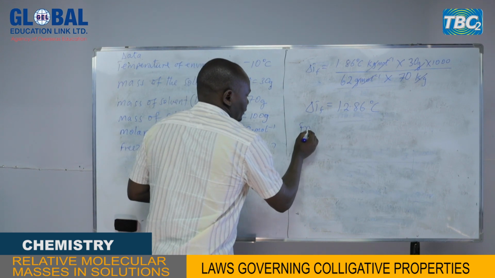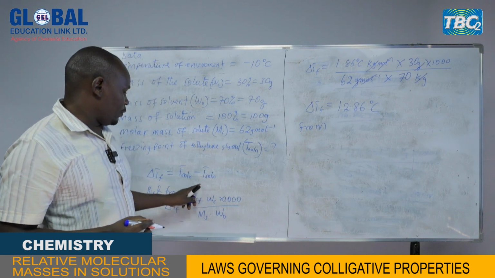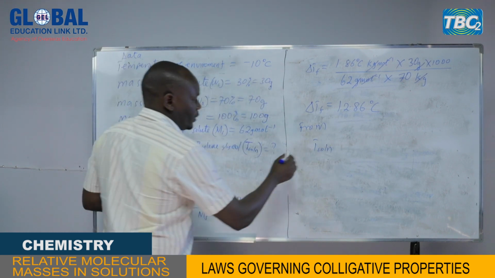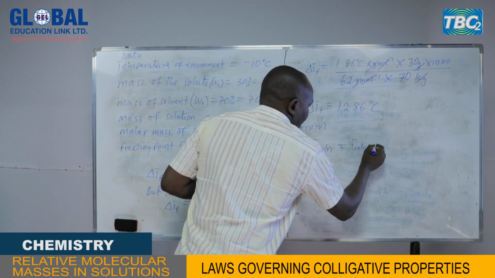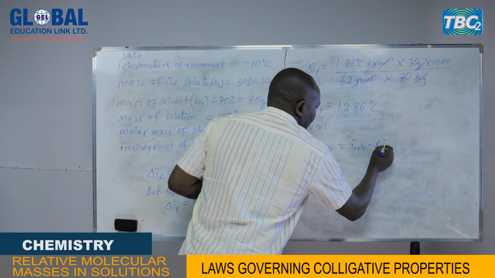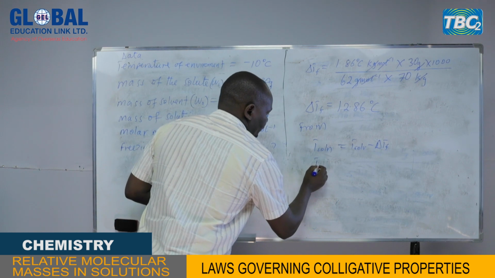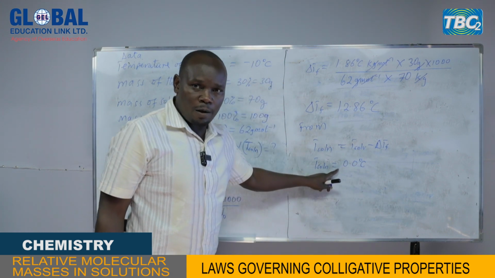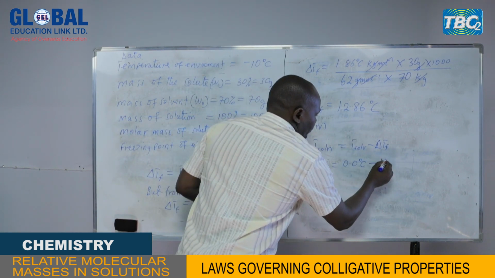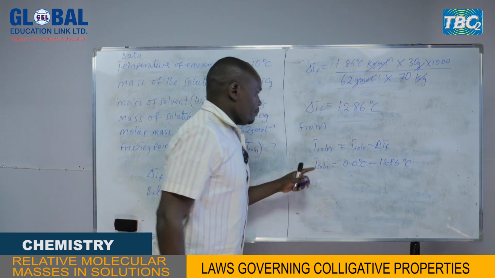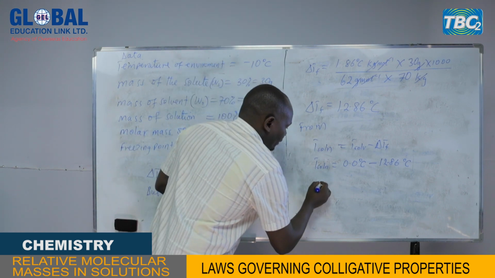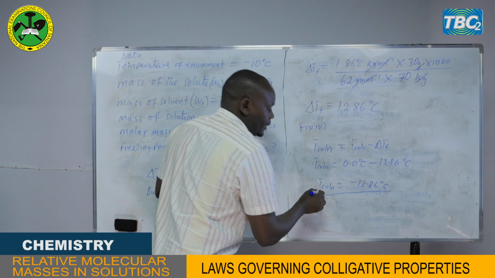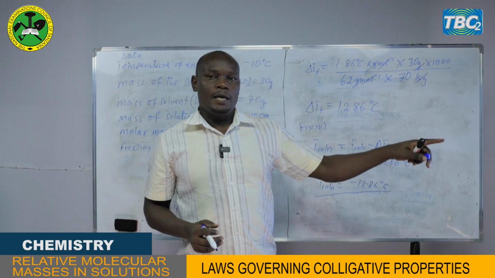So to get the freezing point of our solution, which is now T solution, if we make it the subject here, it will be equal to T solvent minus change in Tf. So the T of solution will be equal to T of solvent, which is 0.0 degrees centigrade at the freezing point of our solvent, which is water, then minus 12.86, which is the freezing point depression. Now the answer will be T of solution equal to negative 12.86 degrees centigrade. So this is the temperature of our solution, which is the solution of ethylene glycol.